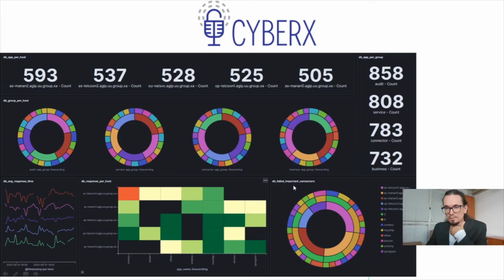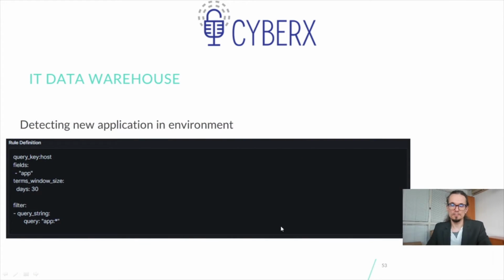Here we see the failed important connectors. The inner circle is again the host, the middle circle is the priority of the connector, so each connector has a priority level of 1, 2, 3, 4, or 5, and within that group we see how many connectors have failed on that priority and host.